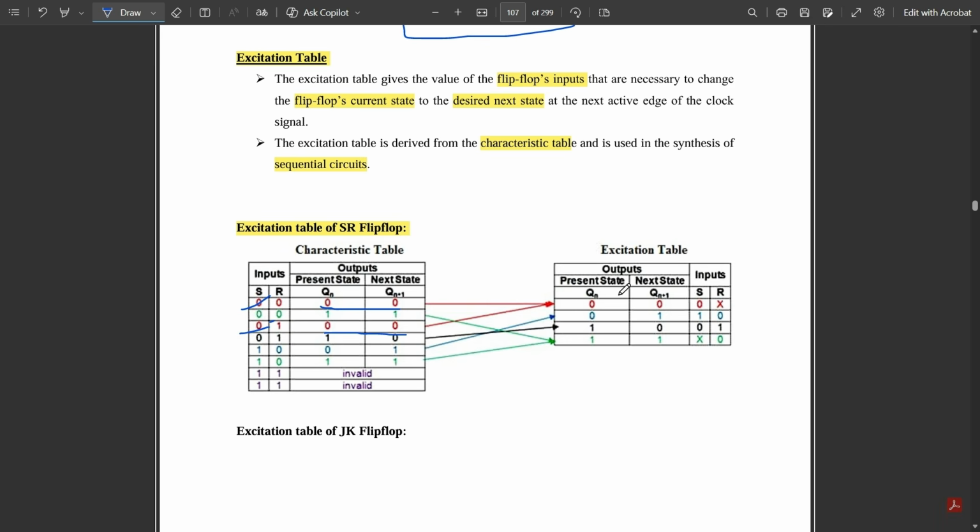So this is the excitation table for the first case when the present state and next state outputs are 0 0. The S and R would be 0 and X here, where X indicates that it would be either 0 or 1. Similarly, for the next combination 0 1, we don't have any other 0 1 term, so write it here. And with respect to the 0 1, what is the input form? 1 0. So you write it here.